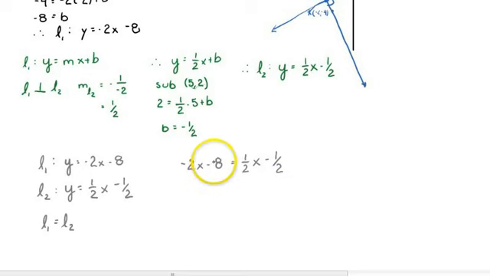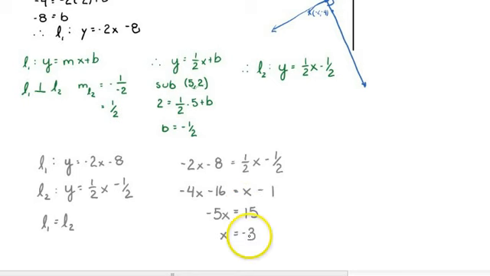So I'm going to apply here clearing fractions. Clearing fractions is the process of multiplying both sides of the equation by the denominator. So I end up with negative 4x minus 16 equals x minus 1. And now I'm going to simplify this, so I get minus 5x is equal to positive 15, so x is equal to negative 3.